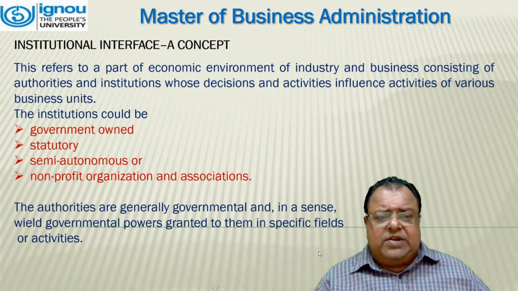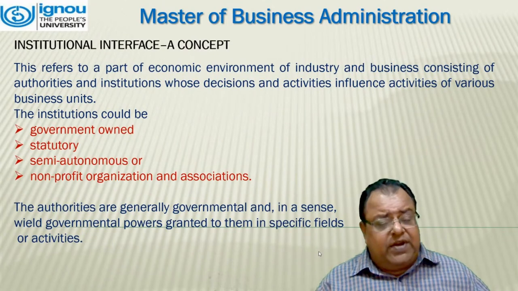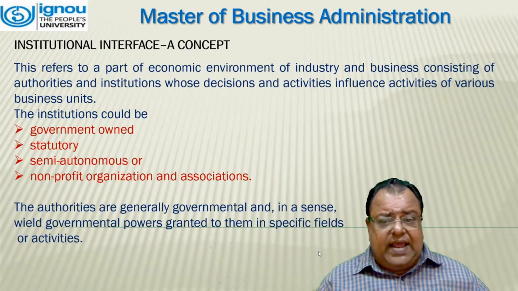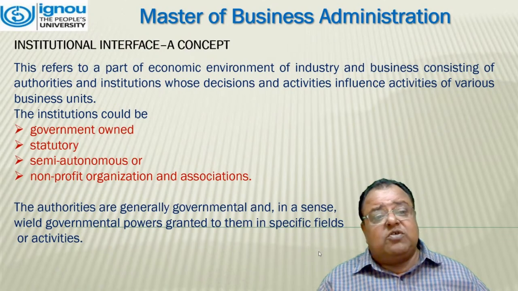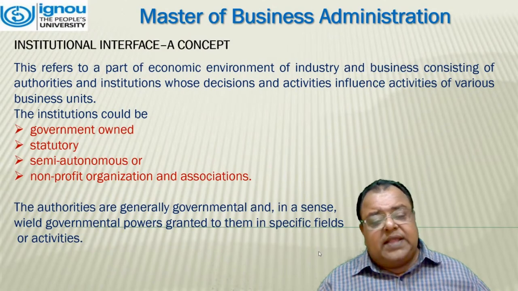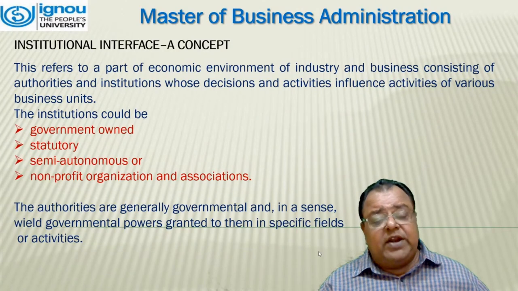What is institutional interface? This refers to a part of the economic environment of industry and business consisting of authorities and institutions whose decisions and activities influence activities of various business units. The institution could be a governmental, a statutory, a semi-autonomous, or a non-profit organization or association. The authorities are generally governmental, and in a sense, have certain governmental powers granted to them in specific fields or activities.